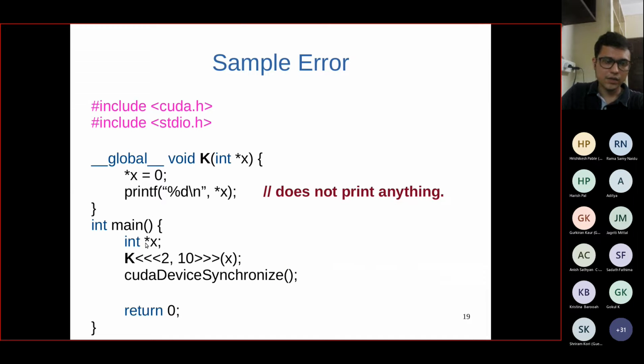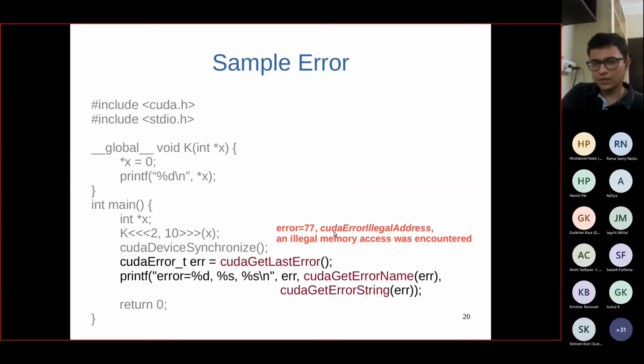Since x might point to null, and we are not initializing any memory location and making this pointer x point to it, it might be pointing to null, and since we are doing null pointer dereferencing here, it should actually throw this cudaErrorIllegalAddress, and that is what cudaGetLastError is trying to suggest to us. And then cudaGetErrorString is printing that an illegal memory access was encountered.